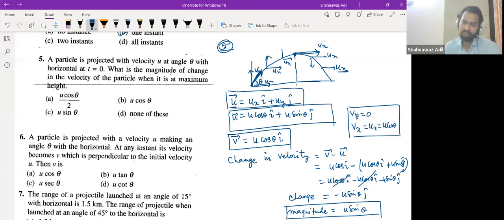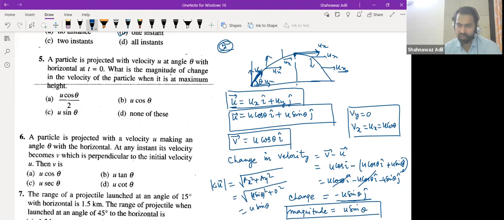So how did we calculate the magnitude? This was the vector, right? The magnitude, let's say I write as delta u mod. So mod is the root of the x square component plus the y square component, right? This is how we calculate. So this would be u sin theta whole square plus 0 square. So this would be u sin theta. That is how we have calculated this magnitude, right?